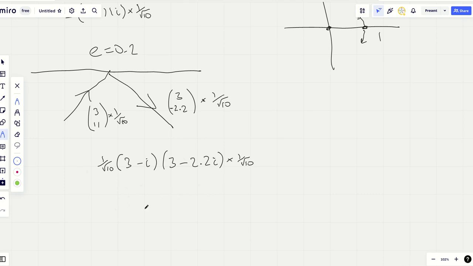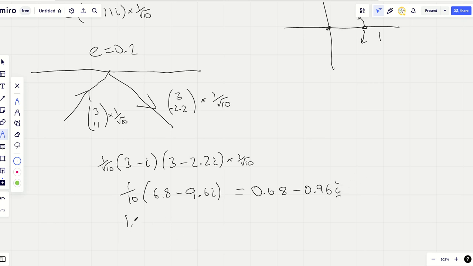Now, the 1 over root 10 times the 1 over root 10 becomes 1/10. The 3 times 3 is 9. Then we're going to get plus 2.2i squared, but that becomes minus 2.2. So we get 9 minus 2.2, which is 6.8. And then for the i's, we get minus 3i minus 6.6i, which is minus 9.6i. And as you can see, that gives me 0.68 minus 0.96i.